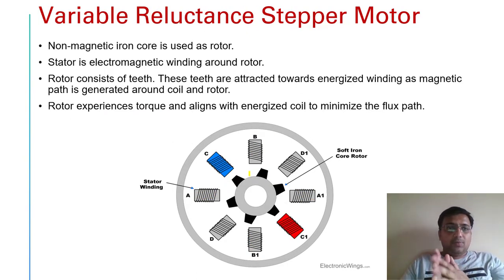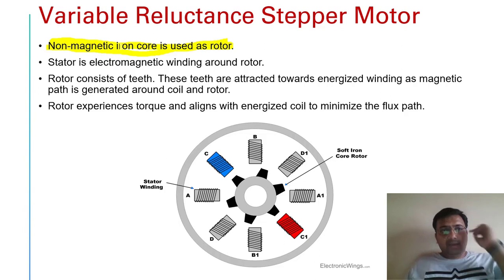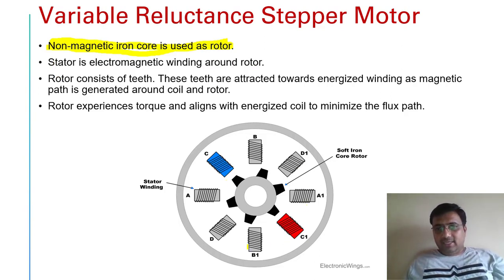Next is the variable reluctance stepper motor. A non-magnetic core of iron rotor is used. So here the rotor is non-magnetic, but the core iron is used as a rotor. So iron is there, and in the variable reluctance motor the stator has electromagnetic windings around the rotor. So all the windings are available around the rotor.